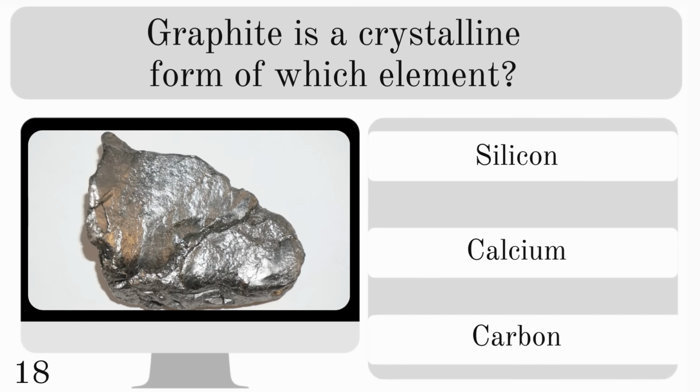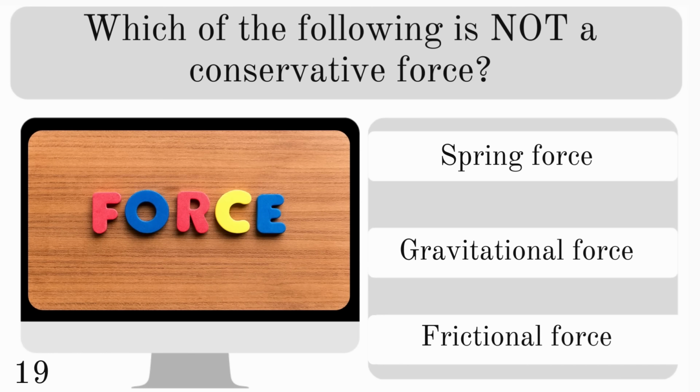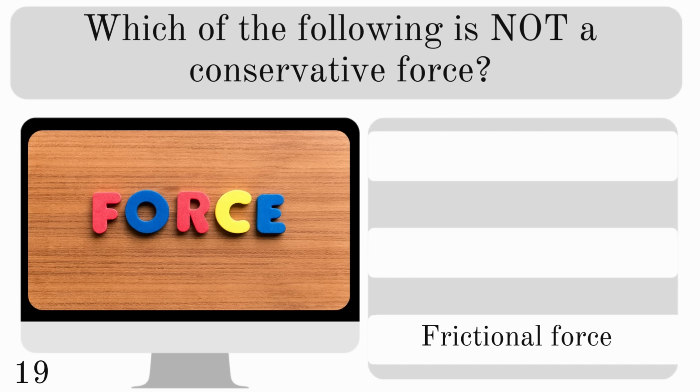Graphite is a crystalline form of which element? Is it silicon, calcium or carbon? The answer is carbon. Which of the following is not a conservative force? A spring, gravitational, or frictional force? The correct choice here is frictional force.